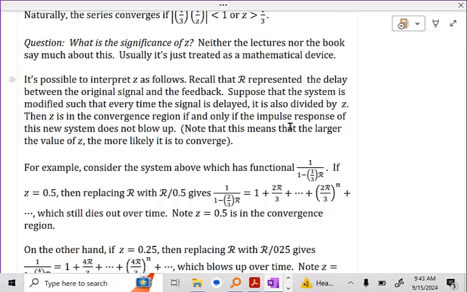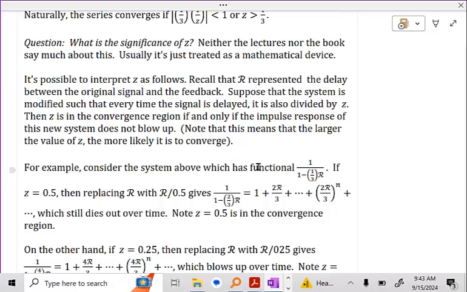Now, this means that the larger the value of z, the more likely it is to converge, because the amplification factor is 1 over z. That's the same thing as saying the suppression factor is z. If you have a larger suppression factor, then you're more likely to get a system whose response decays with time.